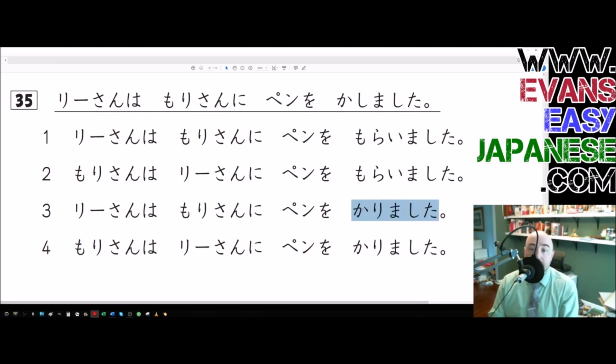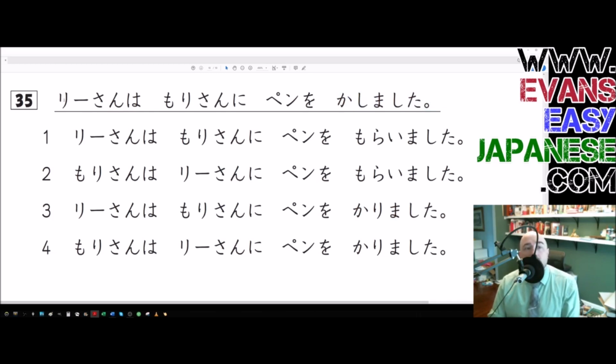All right, so because the verb is kashimashita, this is to lend. So somebody lent something to somebody else, right? So if Ri-san wa Mori-san ni pen o kashimashita, I'm sorry. Did I say karimashita was lend? I meant karimashita is borrow. I'm sorry. Apologies. Karimashita is to borrow. Kashimashita is to lend. Excuse me. They're opposites. This is to lend and this is to borrow. I'm not sure if I misspoke and I'm too lazy to go back and check. Karimashita means to borrow. Kashimashita means to lend.